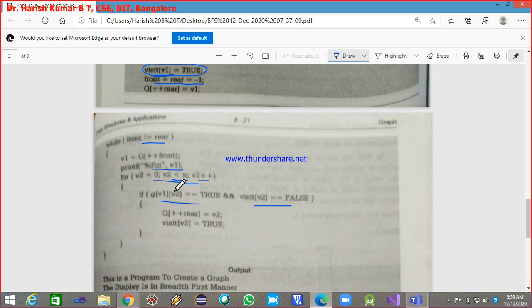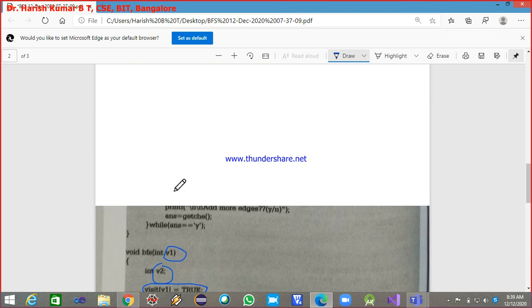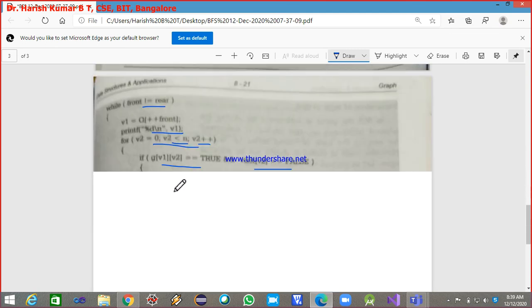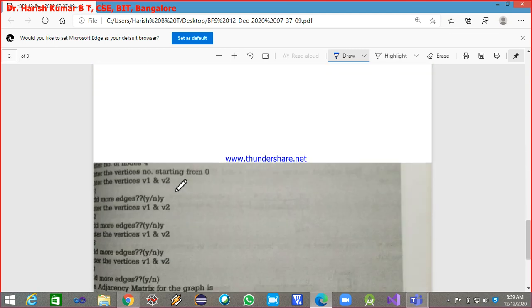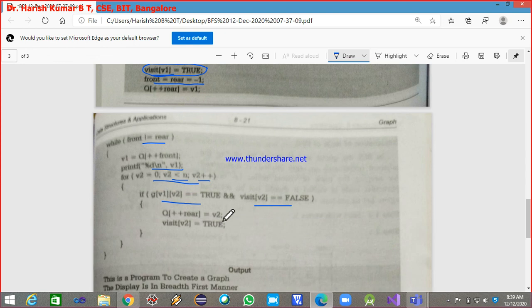Hope it is clear? Yes, sir. Okay. So this is a non-recursive function. We are not calling it recursively here. You can just observe that this function is not called recursively. Similarly, you can also implement the DFS by using a non-recursive function. Now instead of a queue, you have to use a stack.